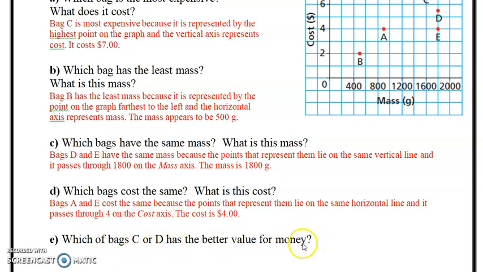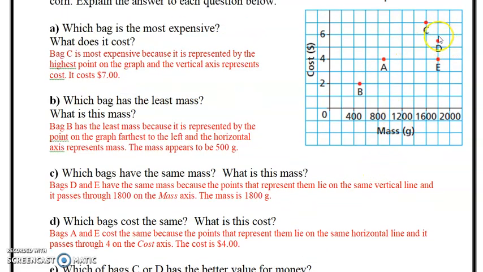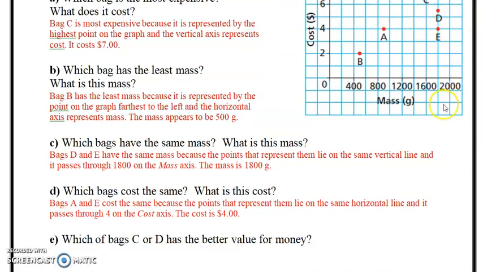Which of the bags, C or D, has the better value? So this is more of an interesting question. You really got to do interpretation. So it says C or D. Which ones have the bigger value? Well, if you take a look, D costs probably $5.50 and you get 1,800 grams, but C is $7 and you only get 1,600. So obviously D, because of the lower cost and the higher mass, is a better bargain or has the better value.